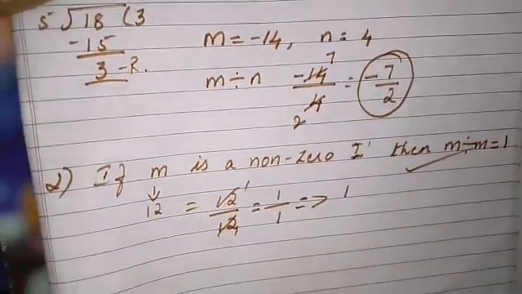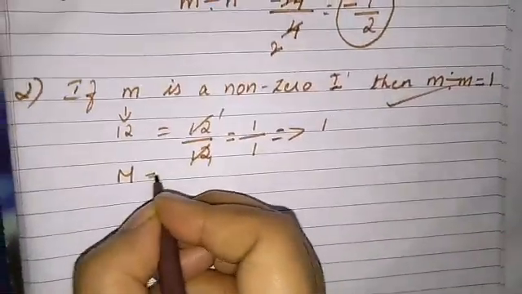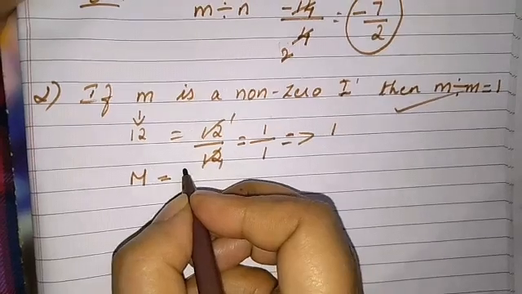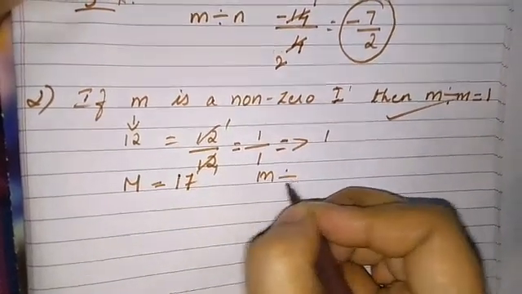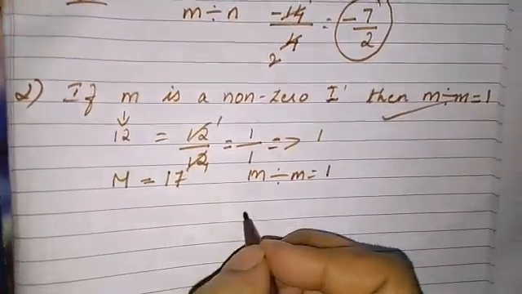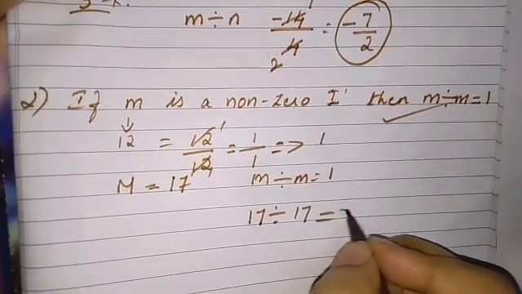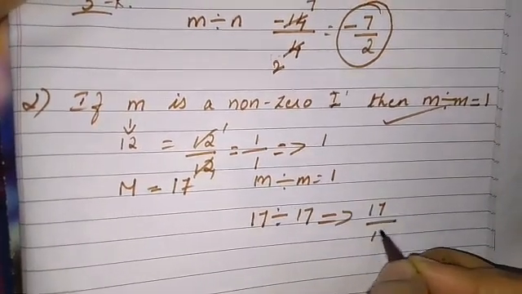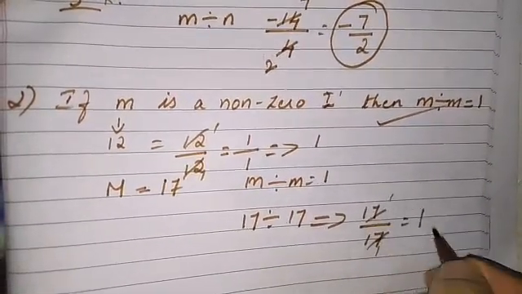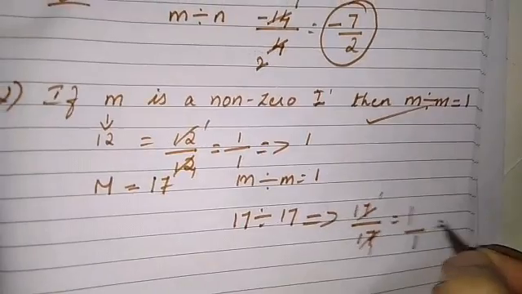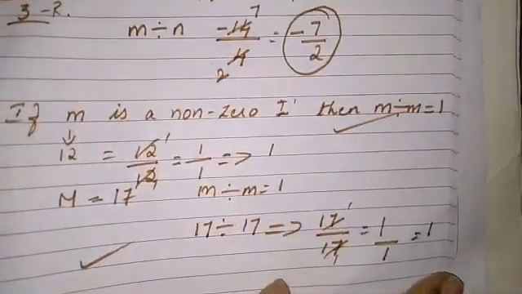Hope it's easy. Let me just take another value for m. Now let's take the value of m to be, let's say, 17. So m divided by m should give me 1. That means 17 divided by 17 gives me 1. 17 ones are 17. So 1 by 1 gives me 1. So the second property also has proved to be true.